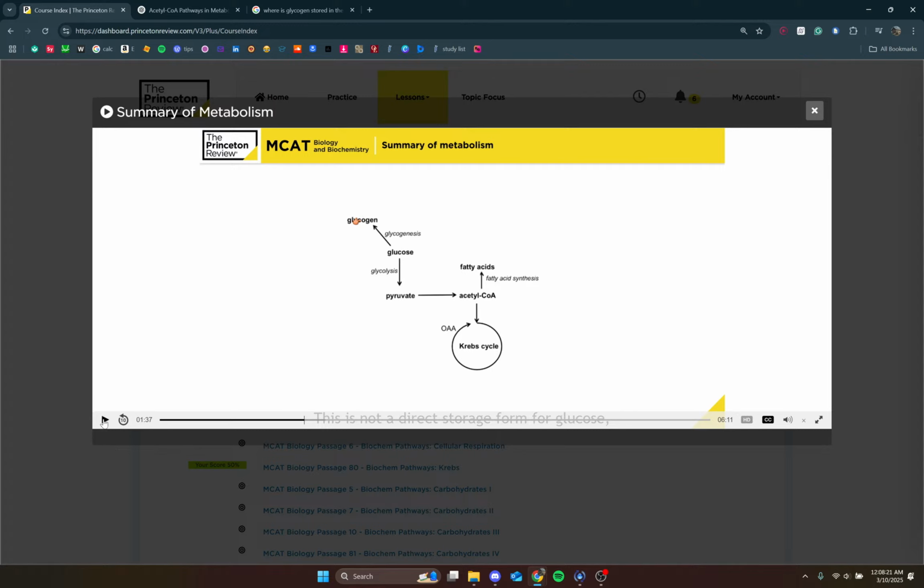way, we could potentially break this down later to use as energy when we're not in a fed state. So let's say it's morning. You've had an overnight fast. You ate dinner last night, let's say around 7 or 8, and it's now 6 o'clock in the morning, so you've gone about 10 hours or so without food.